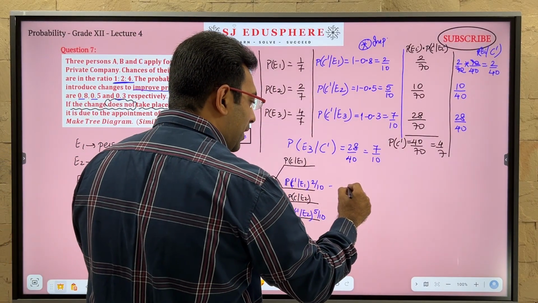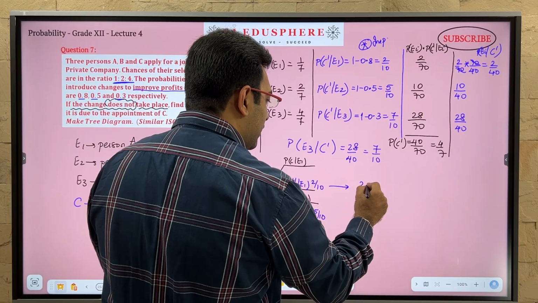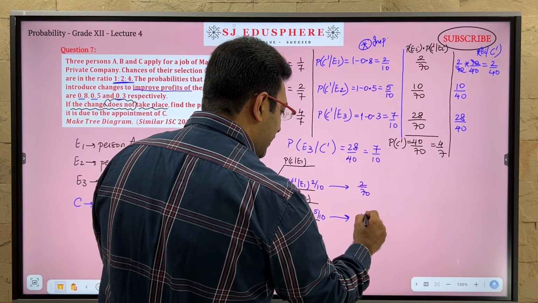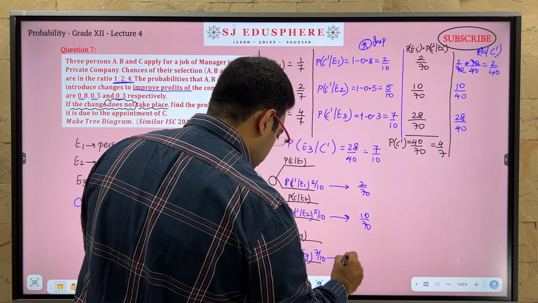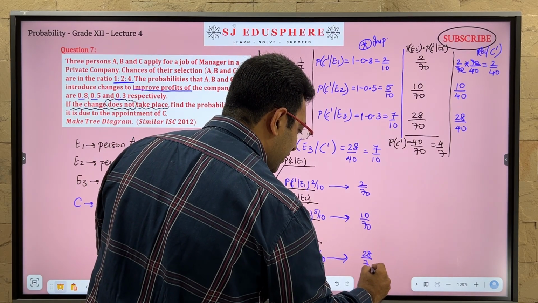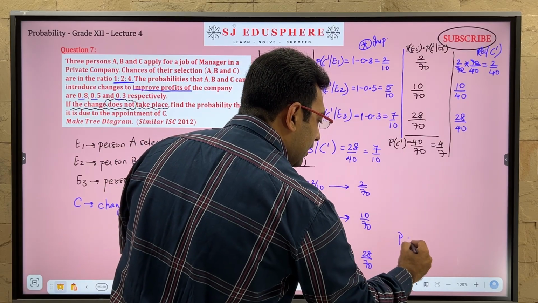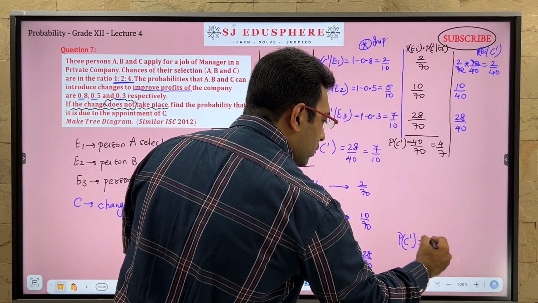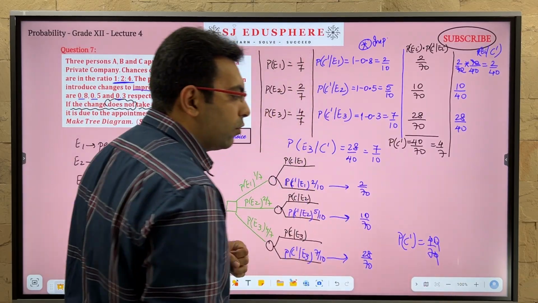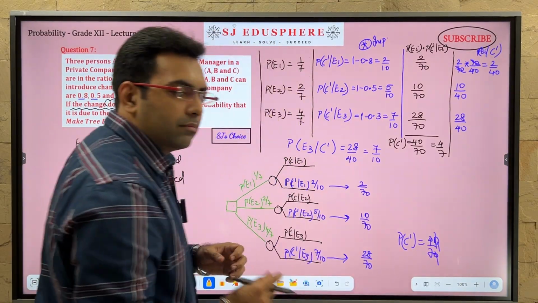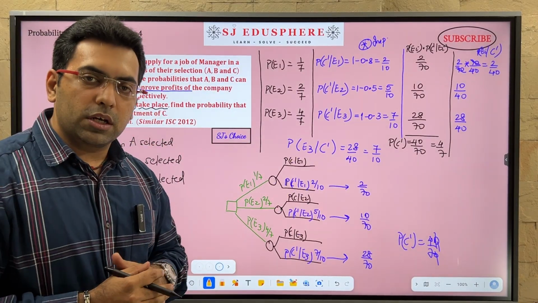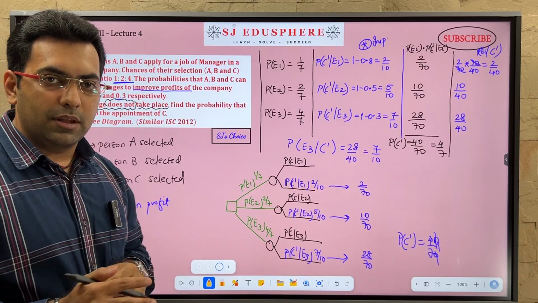So when I multiply them over here, I will have 2 by 70, 10 by 70 and 4 sevens are 28 by 70, which is adding to your same value over here as 40 by 70, which is 4 by 7. So we've expressed the same sum in the form over here of a tree diagram.